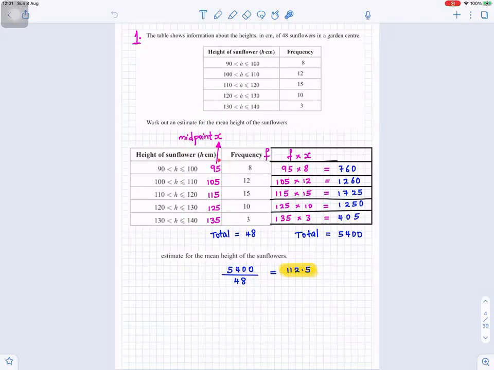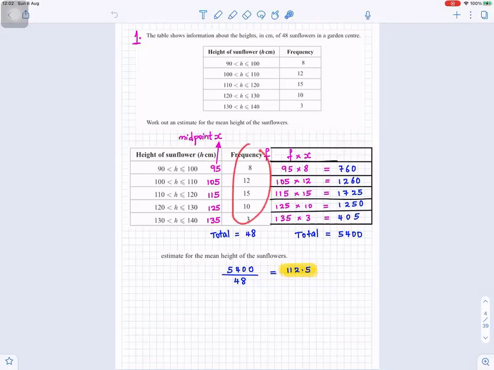You multiply the midpoint times the frequency, f times x. So 95 times 8 gives you 760. 105 times 12, 1260. 115 times 15, you get 1725. After that, you find the total. Add all of them, you get 5,400.